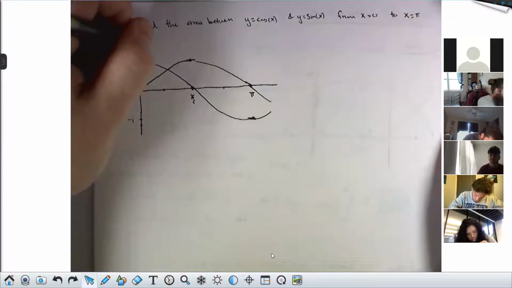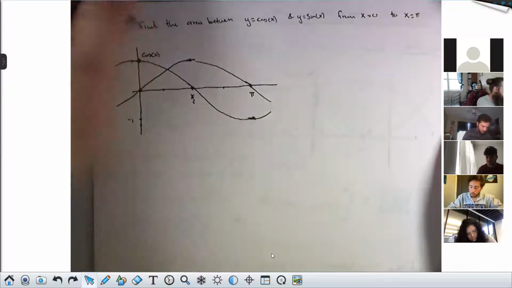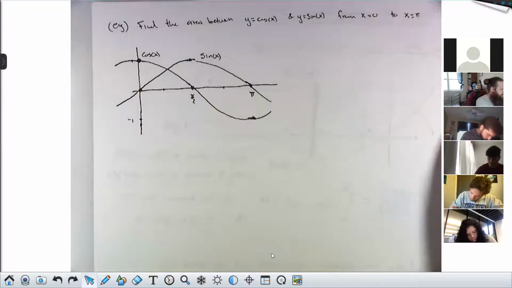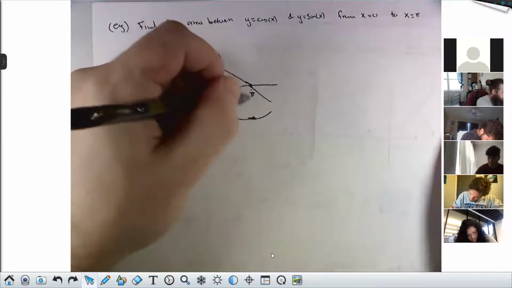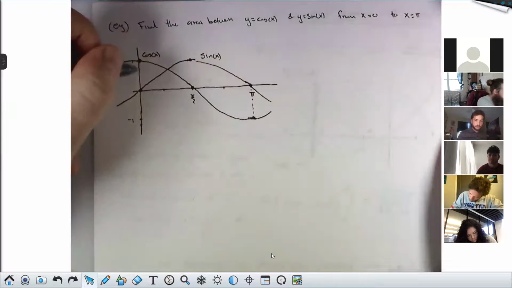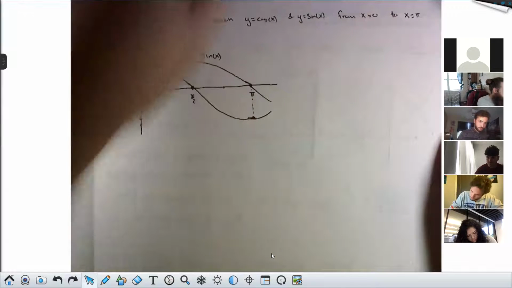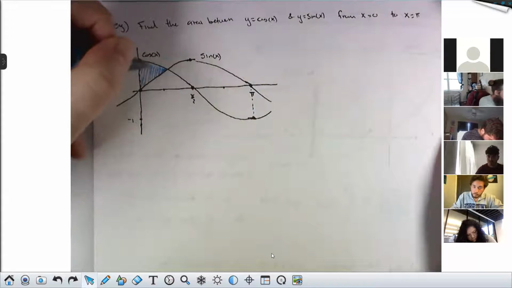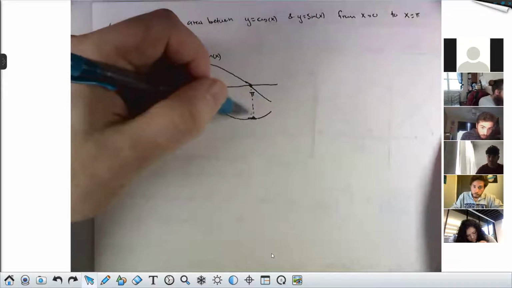All right, so up here is cos x, over here is sin x. And my region now is from 0 to pi, so I'm going to chop here, and I'm going to start here. So I'm looking for this piece, and all of this stuff.